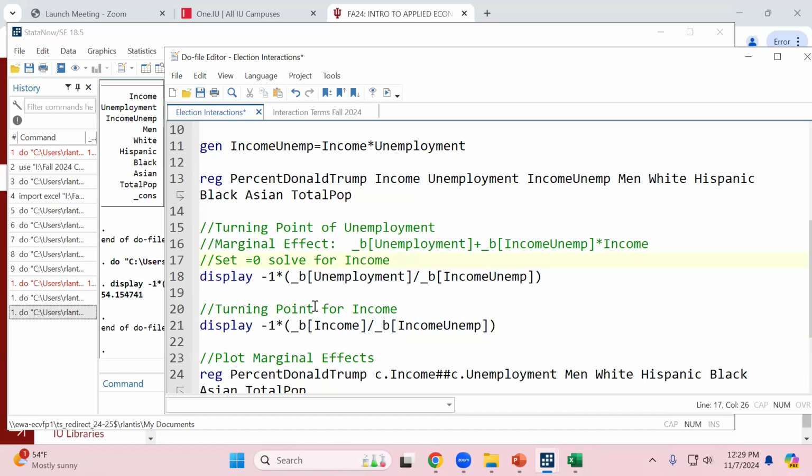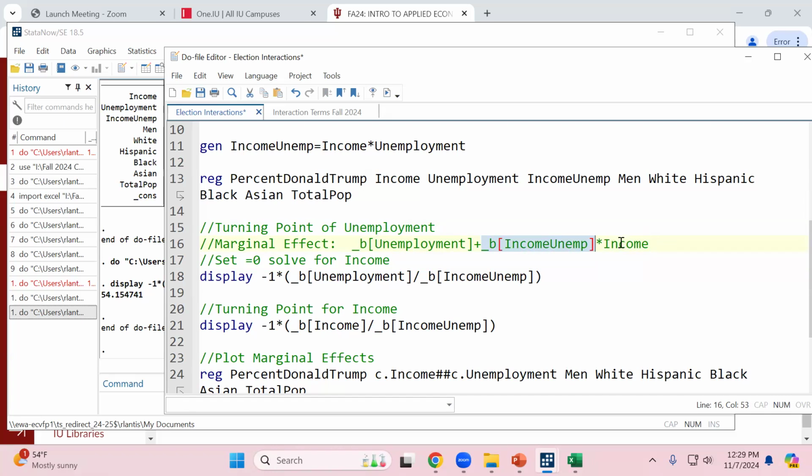So once again, for me, it's easier than doing this by hand and worrying about rounding to different decimals. I can just use the stored coefficients from that last regression. Now, I can do the exact same thing for unemployment. What would the marginal effect of unemployment be? Well, I wrote it out here since we didn't do it up here, but it would just be the coefficient on unemployment plus the coefficient on the interaction term times the variable I interacted unemployment with, which was income.